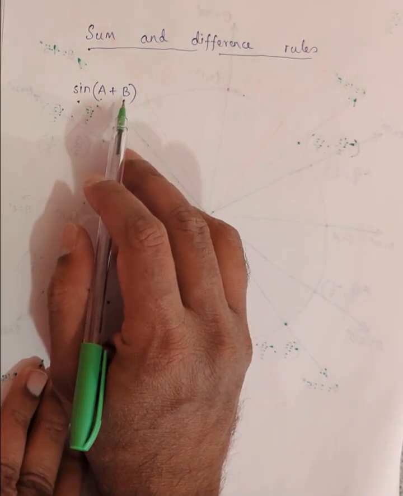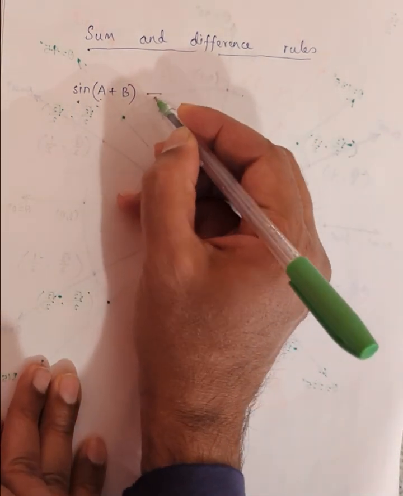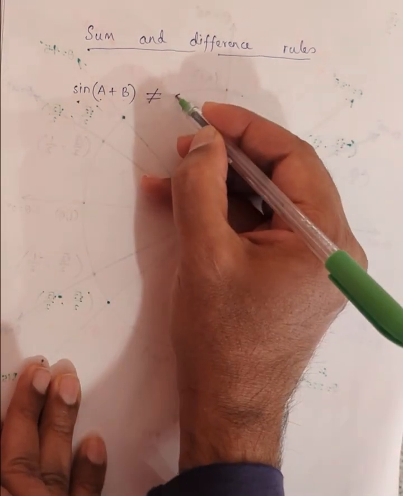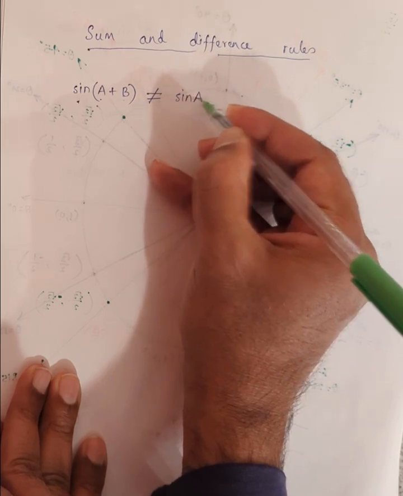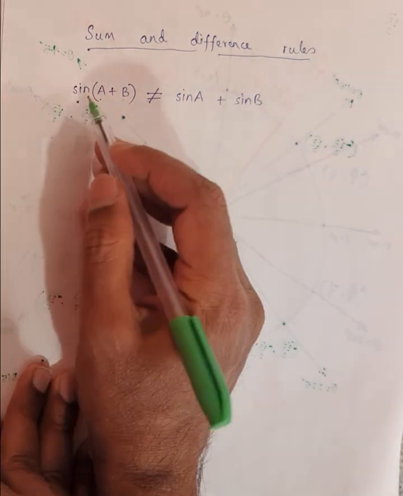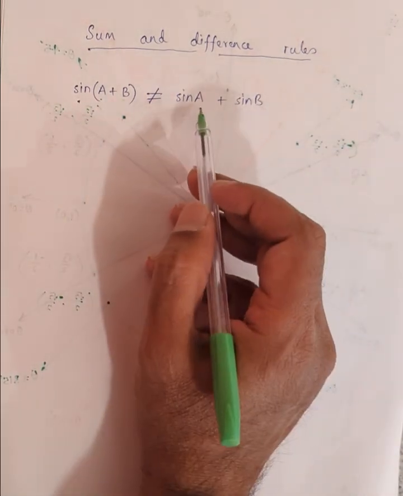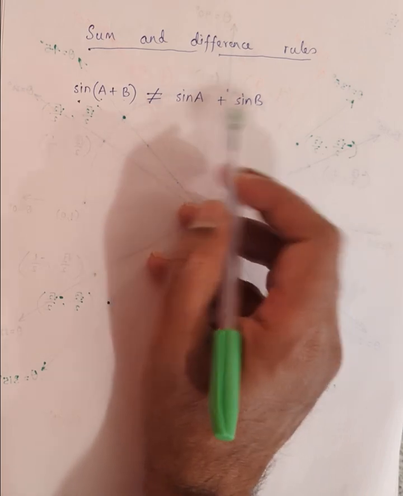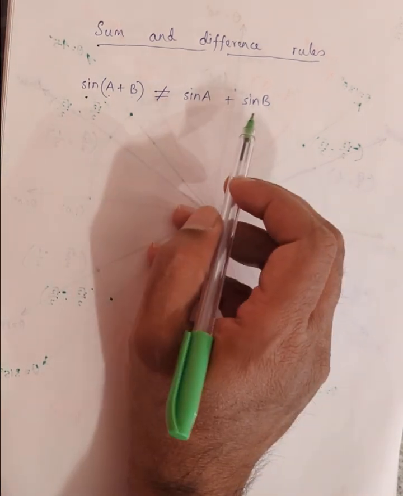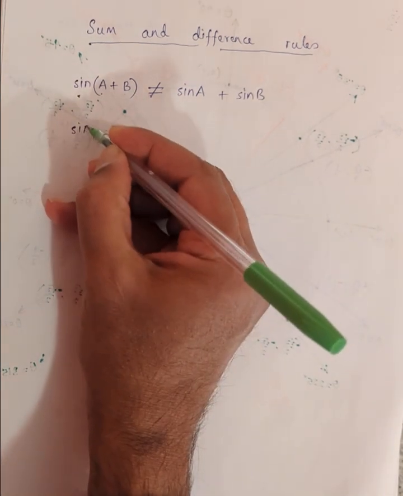Now, sine of a plus b, first of all, let me tell you, this is not equal to sine a plus sine b. So sine is a function. If it takes an angle a plus b, then it's not the same as sine a plus sine b. So you can't distribute that. Now, what is the formula then? What is it equal to?